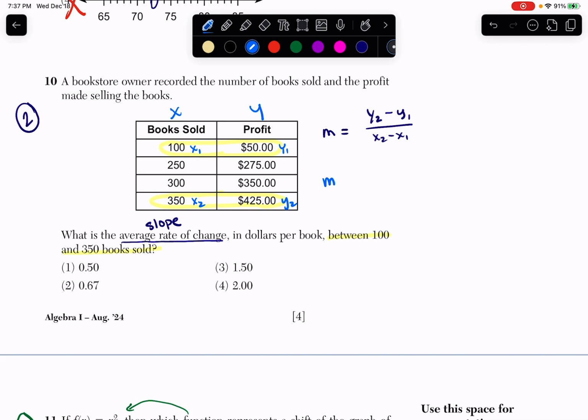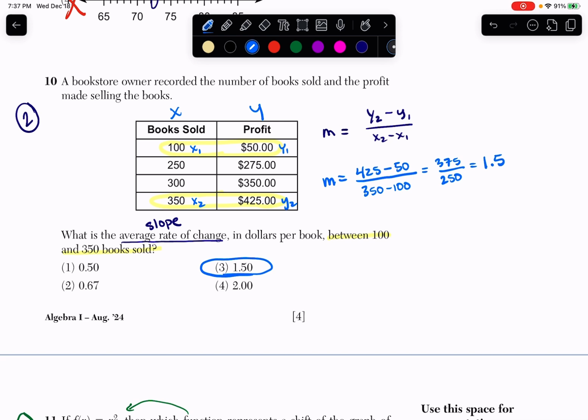If I substitute them in and pretend that I'm doing a slope problem, I get 425 minus 50, all divided by 350 minus 100. So my slope between those 2 points would be 375, all divided by 250. And then if I do that division, I get 1.5. So my average rate of change would be 1.5.